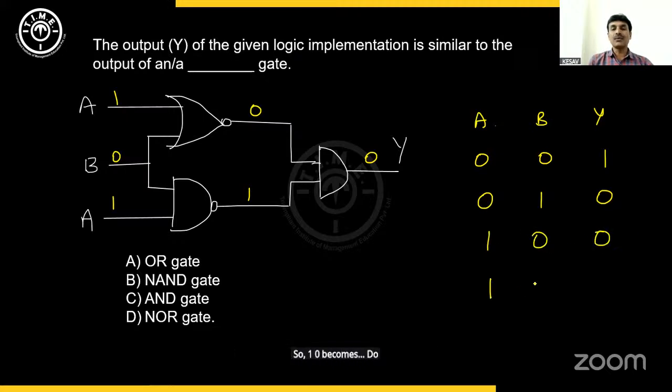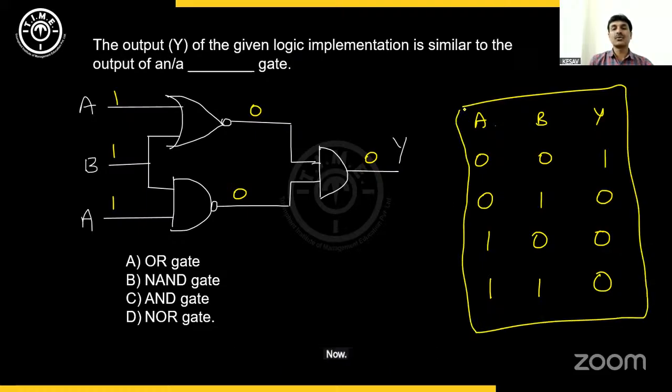What if both are ones? A is 1, B is also 1. For 1, 1, NOR gate output is 0. For 1, 1, NAND gate output is 0. For 0, 0 inputs, output is 0 for the last AND gate. So this is the final output.